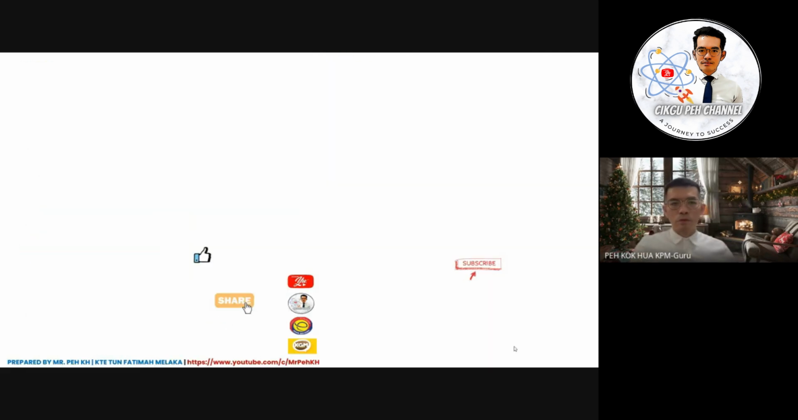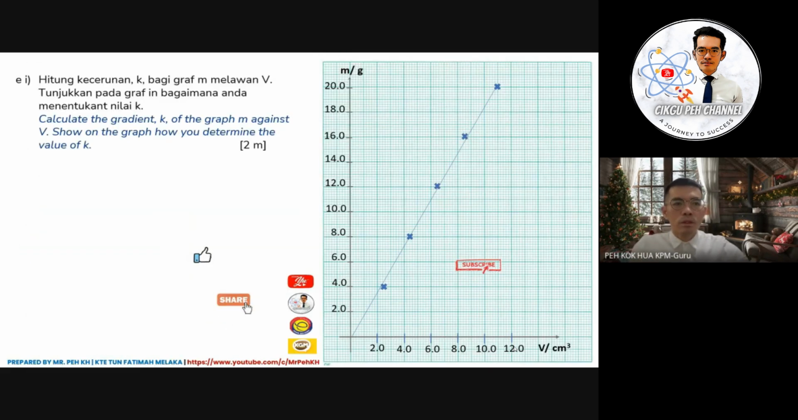Okay, so now we go for the analysis questions. The first question here is to calculate the gradient, with symbol K, of the graph M against V. So this is the graph we got just now, M against V. The question asks you to determine the gradient. It is 2 marks. Firstly, you have to select a big enough triangle in the graph. So you should draw the line and show a triangle in the graph paper so that the marker knows which points you selected.